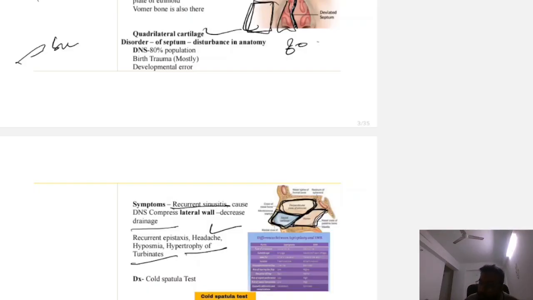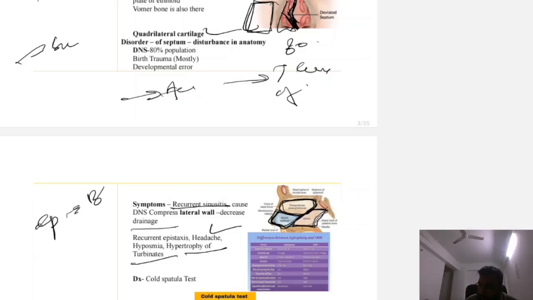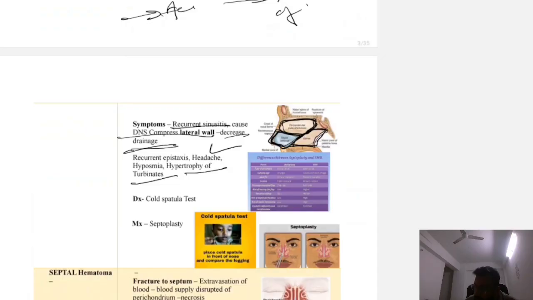Why? Are you getting the point? This is obstructing one nostril, so there is accumulation of fluid, which leads to infection and sinusitis, and recurrent epistaxis. Epistaxis is blood coming from the nose. It decreases the drainage, so the patient will have headache and hypertrophy of turbinates.